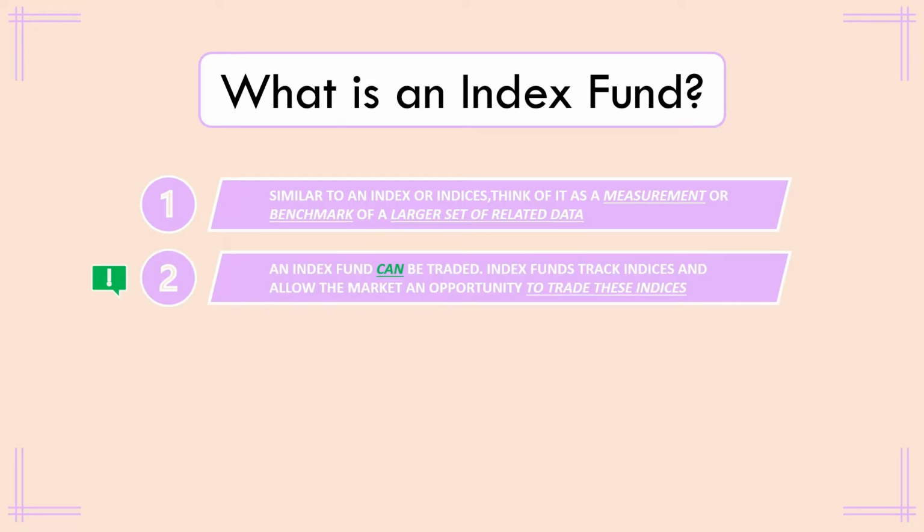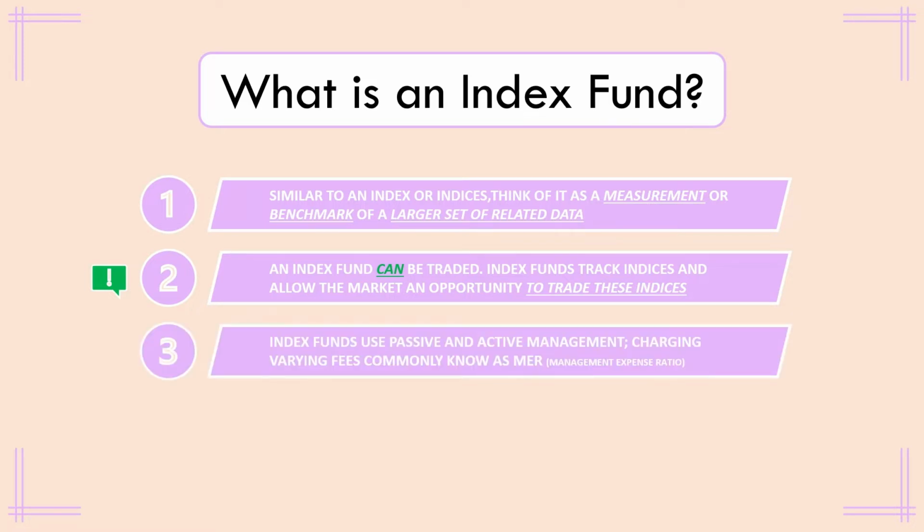An index fund can be traded. That's a key difference there. Index funds track indices and allow the market an opportunity to trade those indices as underlyings. So an index cannot be traded, and an index fund gives us the opportunity to trade on that index.